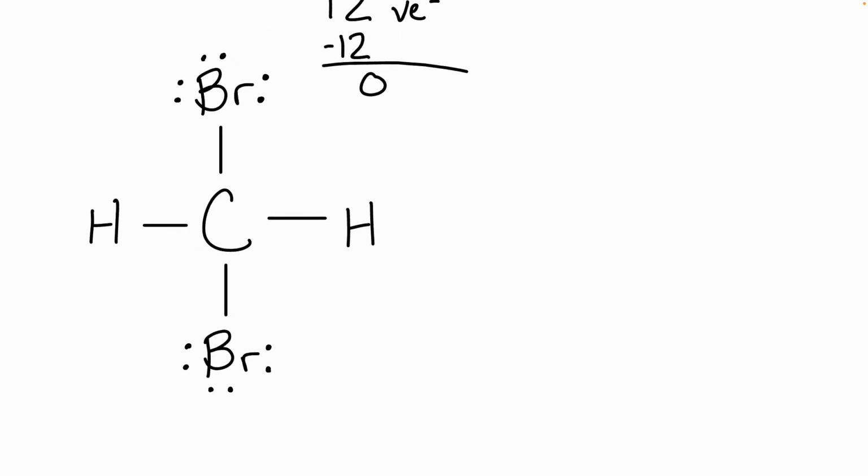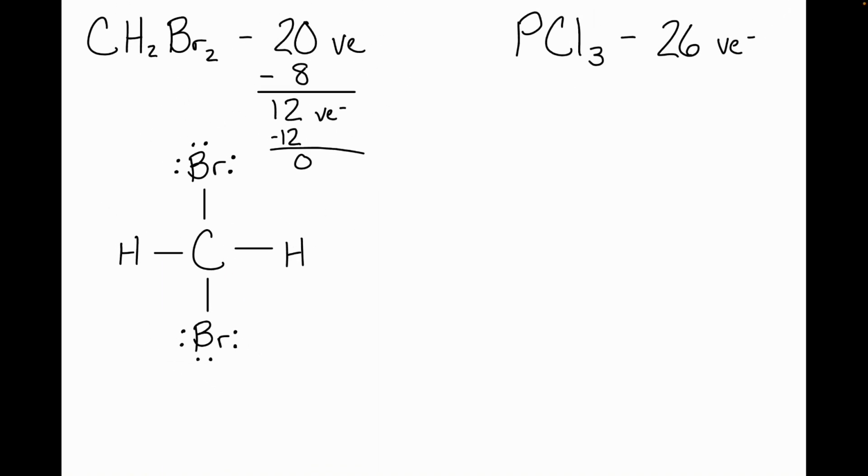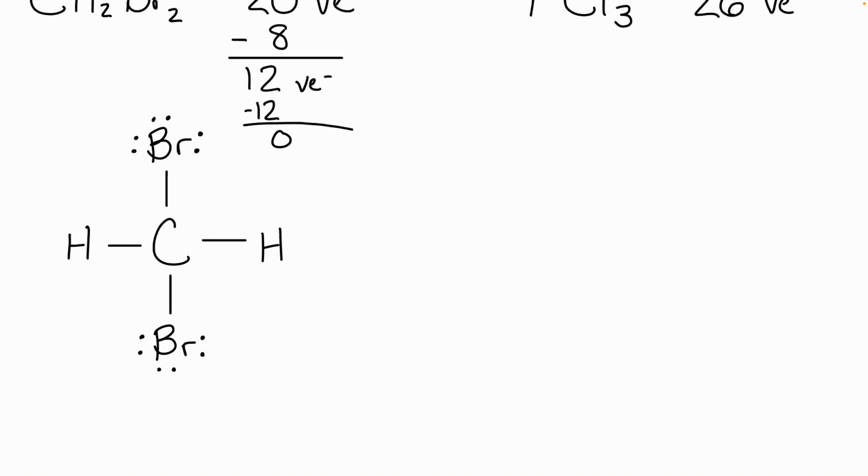So now I just need to make sure that my carbon's happy. Carbon also wants that full octet of 8 electrons. So 2, 4, 6, 8. Okay, my carbon's happy as well. So here would be my structure for this molecule.